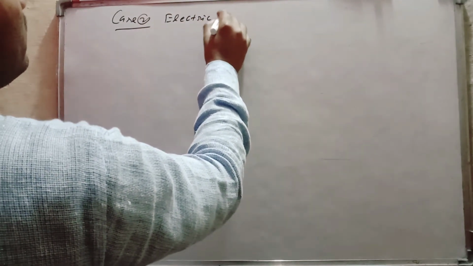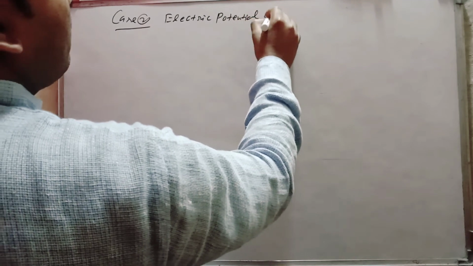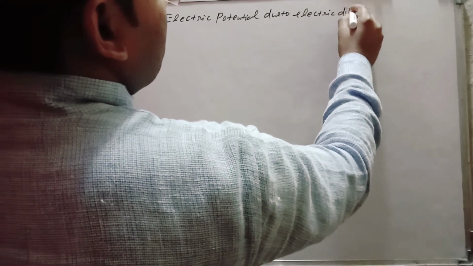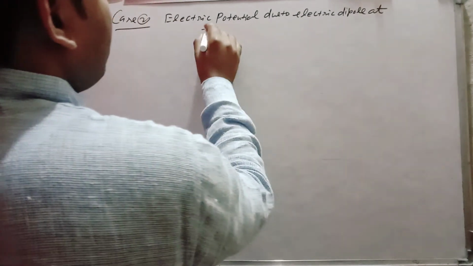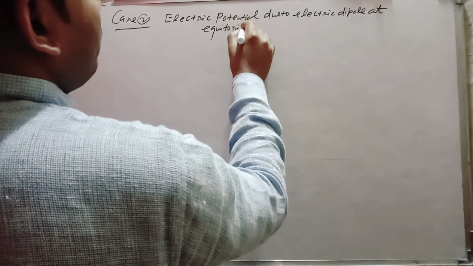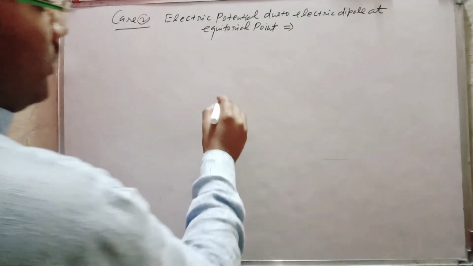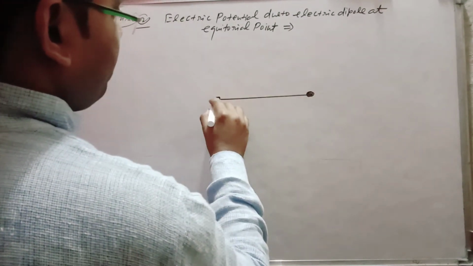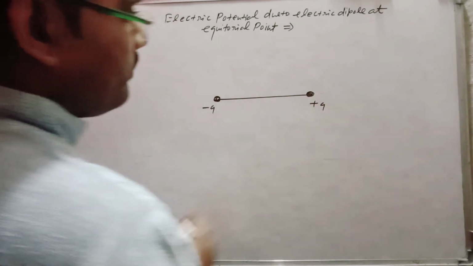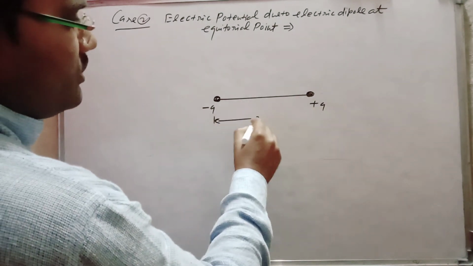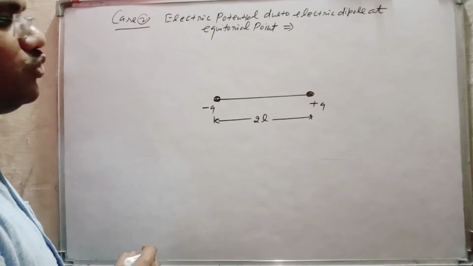Now case 2: electric potential due to electric dipole at equatorial point. Now here we take an electric dipole, a system of two charges, minus Q and plus Q, and the separation between both charges is 2L.